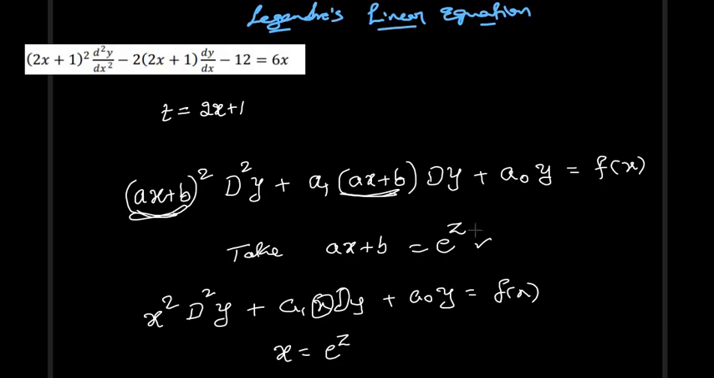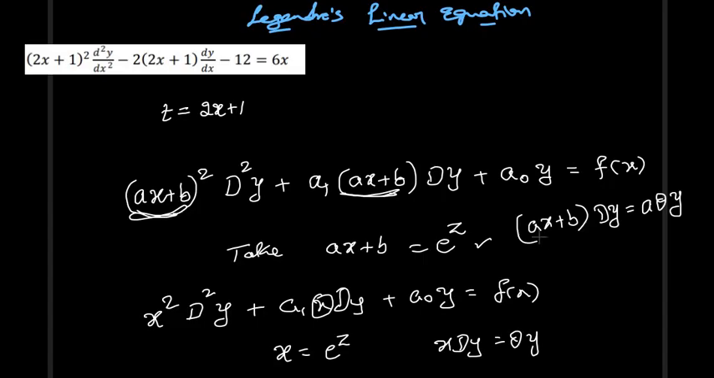When you take it like this, x dy becomes theta y, right? But when it comes to Legendre's, this ax plus b into dy becomes a into theta y. So the coefficient of x comes here before theta. And if you are looking at ax plus b whole square into d square y, then this will give you a square into theta minus 1 into y. Anyway, let us solve this problem so that things will be clear.